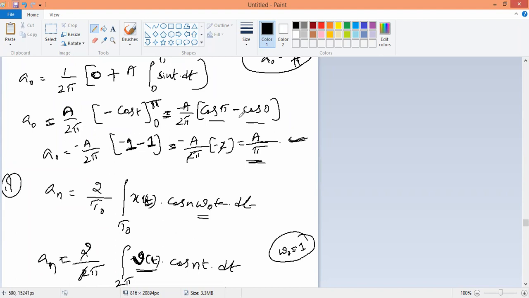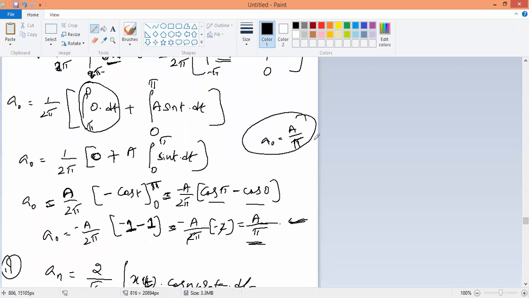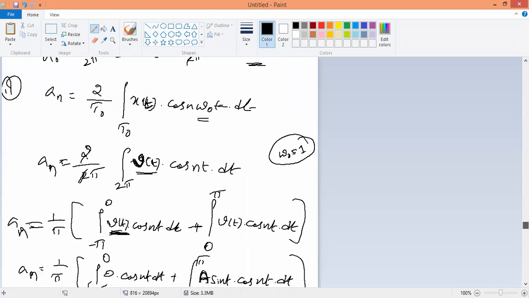Minus 1, 1, and cos 0 is 1. That equals minus A by 2 pi, minus 1 minus 2. So the 2 will cancel, minus into minus gives plus. The a naught value is A by pi. Okay, now here the a naught value is capital A by pi. The first coefficient is completed. Evaluation of the first coefficient is done. Coming to the an calculation.